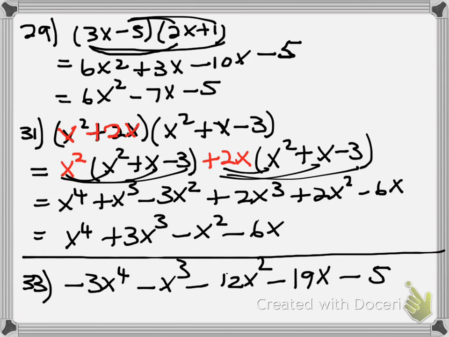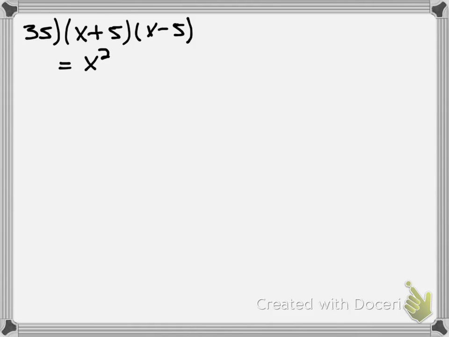Now let's get to the special products. Alright, number 35, x plus 5 times x minus 5. And as I said, you guys can just simply FOIL it out, or you can know it's really going to be x squared minus 25. The outer and the inner gives me my middle term.